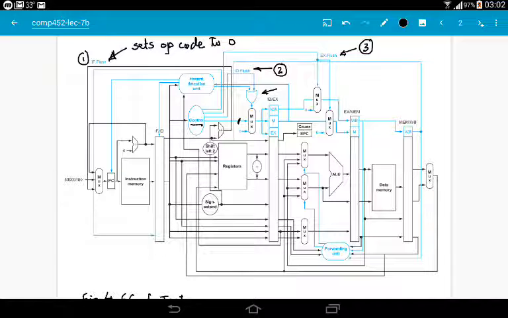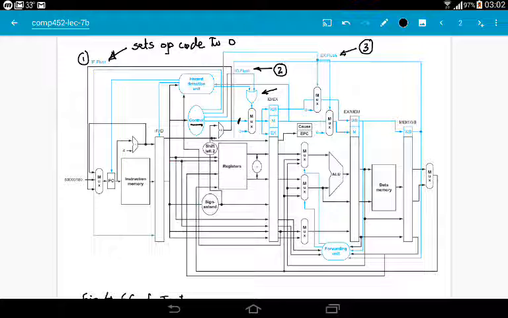So now we have ID flush. What it's going to do is set all the 10 control signals to 0, and because of that, the instruction in the ID stage will become a no-op.